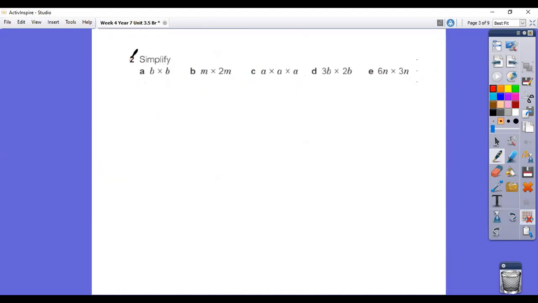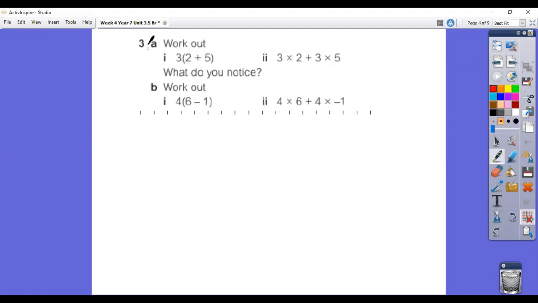Now, in your books, can you do question 2? Simplify b times b, m times 2m, a times a times a, 3b times 2b, 6n times 3n. So write down your answers, and remember to copy the questions. And then for question 3, work out 3 in brackets 2 plus 5, and then part 2, 3 times 2 plus 3 times 5. Again, you can do what's in the brackets first.